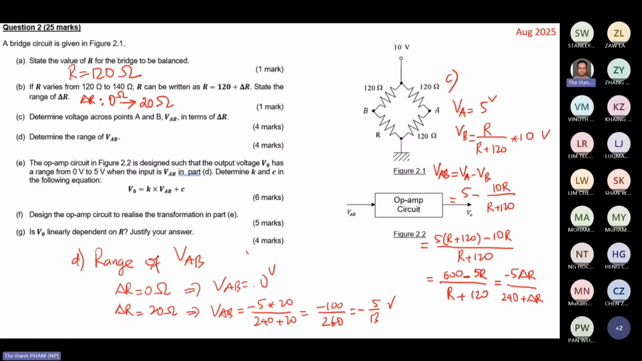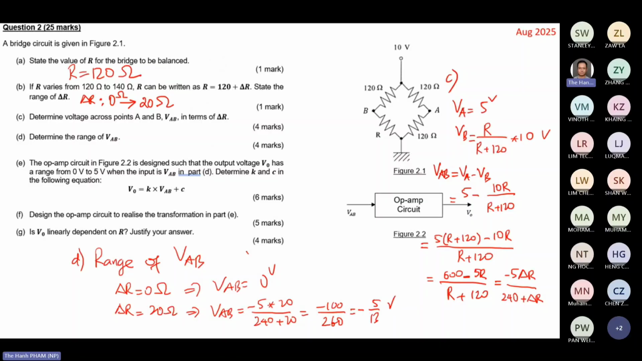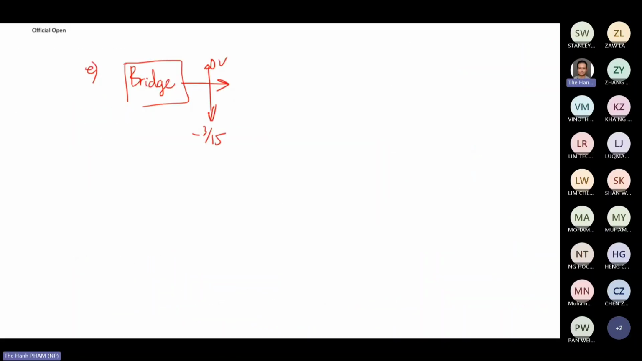So this is the range of VAB. Now, the question is like this. You see from the bridge, the range you have is 0 volt and can go down to minus 5 over 13. Yes, should be 5 over 13.